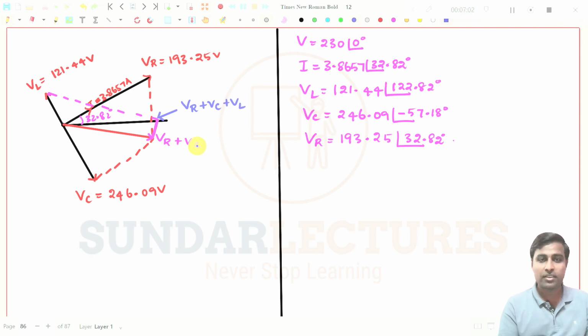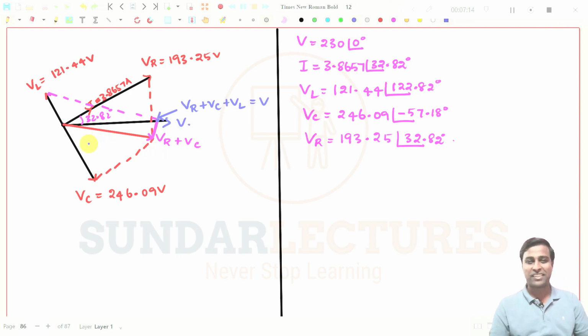That's all. That should be equal to what? Total V. So what is this phasor? It is nothing but total V. That is our reference. This is the reference, that should be at 0 degree. See, everything is very easy when you are drawing the phasor diagrams, right?